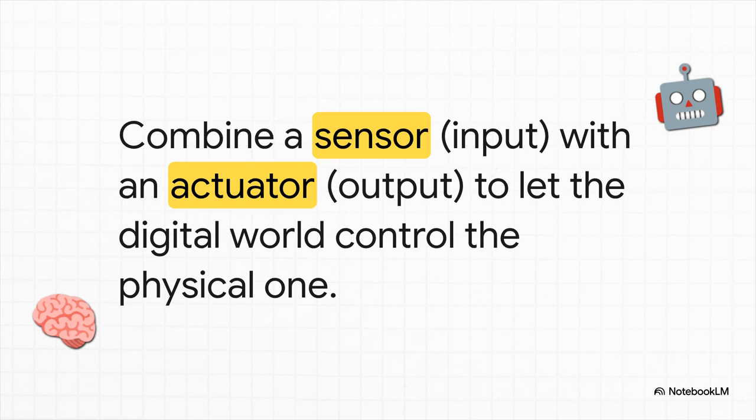The core idea here is actually beautifully simple. You just pair a sensor, that's the input device that monitors something, with what's called an actuator, that's the output device that does something. You link those two with a bit of computer logic, and just like that, you've created a system where the digital world can actively control the physical world.